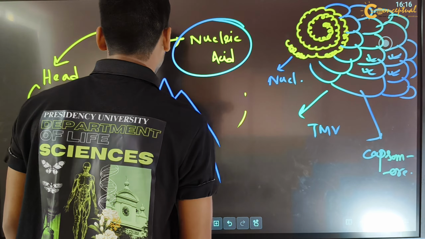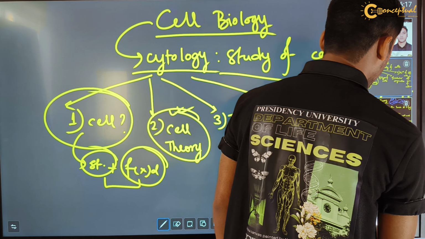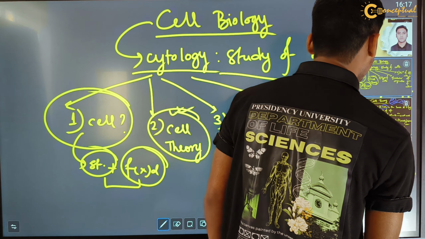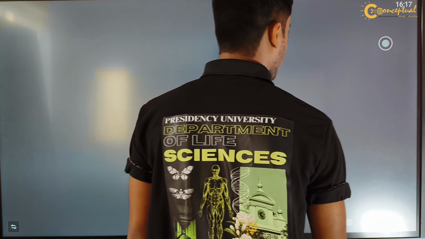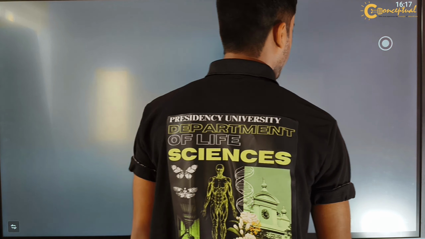All right, coming back to the topic, we were discussing cell biology, where we have discussed the cell theory, and after that now we are going to discuss what the different types of cells are, and then we would be covering what the different cellular organelles are. So the types of cells.